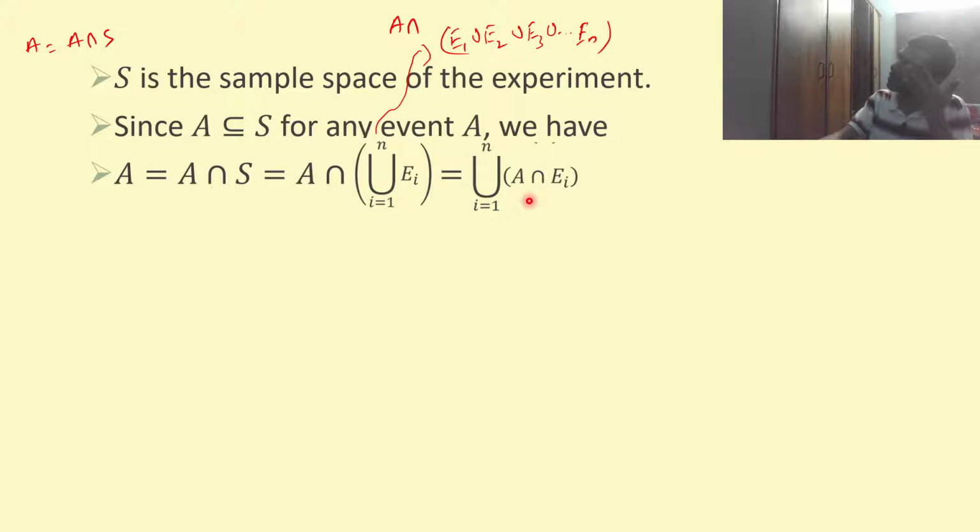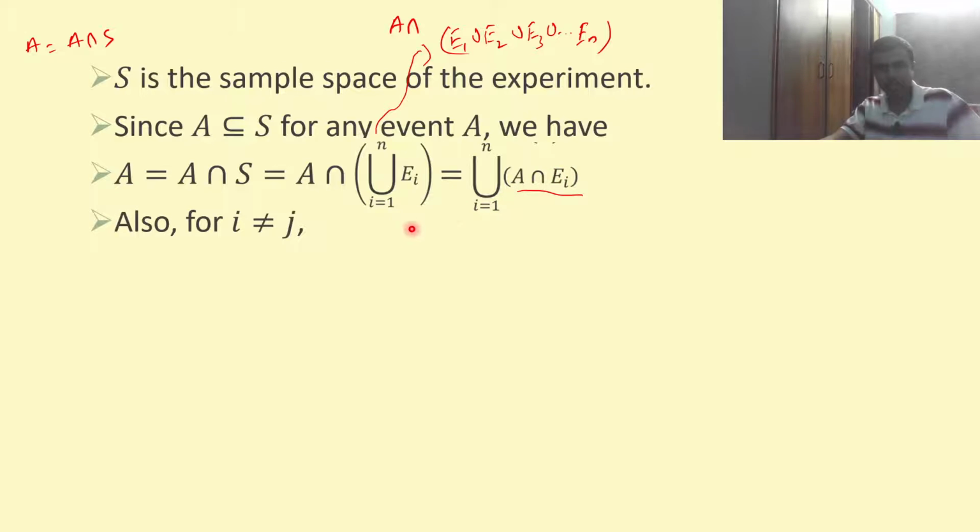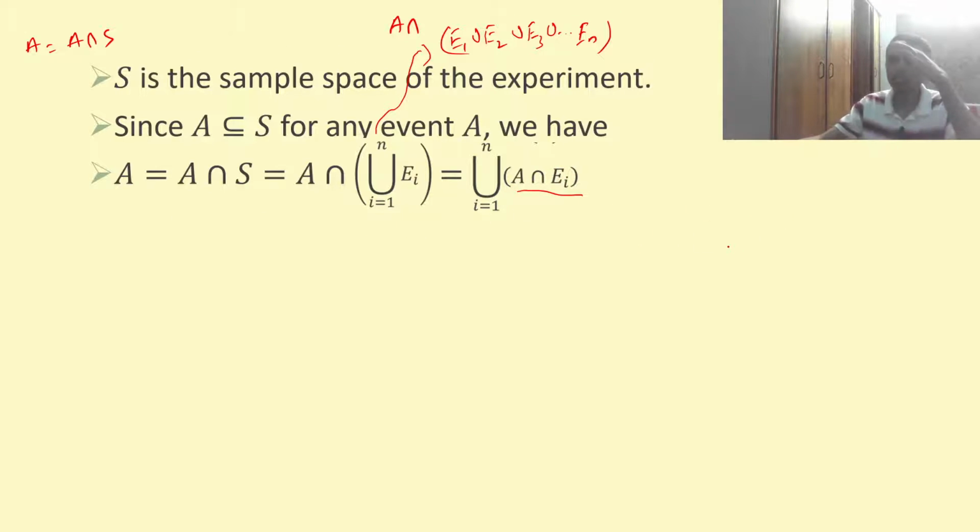Now listen carefully. What I have here is A intersection Ei. Let's say there are two events, Ei and Ej. Before that, there is one concept which you need to know. See, if A intersection B is the null set, that means probability of A intersection B is 0, because it's an empty set, right? So the probability of that happening is 0.